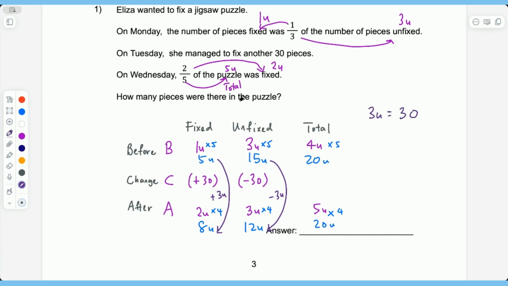How many pieces were there in the puzzle? That will be the total. We are looking at 20 units. 3 units equals 30. 1 unit will be 30 divided by 3. That will be 10. To find the total of 20 units, we take 20 times 10, and that gives us 200. So there are 200 pieces in the jigsaw puzzle.